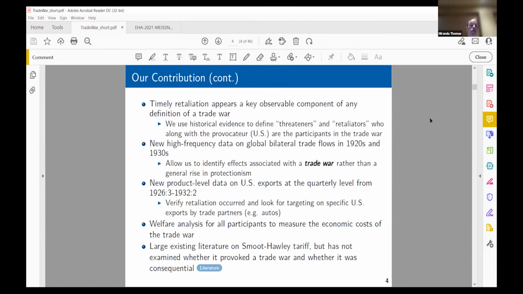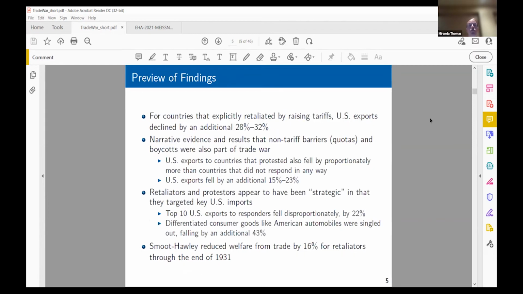So the two other parts of the paper, again, that I'll have less time to talk about today, is we have a welfare analysis using techniques developed by Eaton and Kortum and Arkolakis and co-authors, and we extend that using a paper by Zylberberg and co-authors to look at the inclusion of tariffs. And this is all, again, to complement this large existing literature on the Smoot-Hawley tariff.